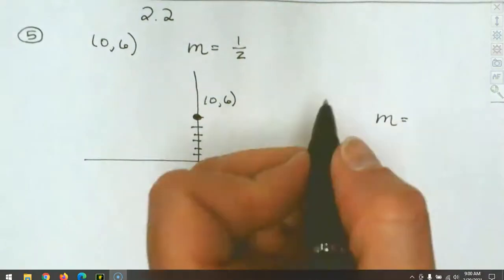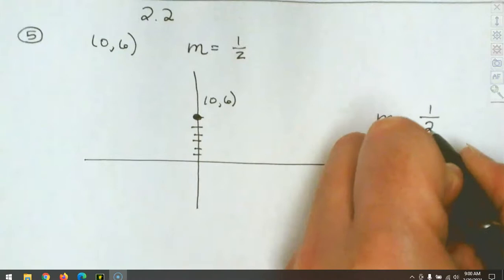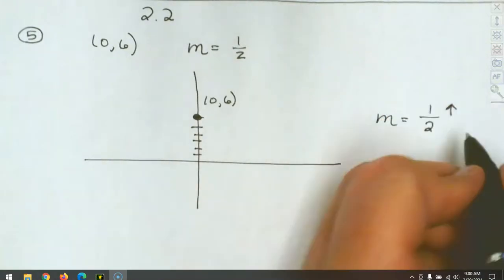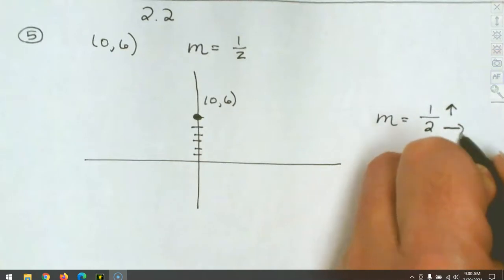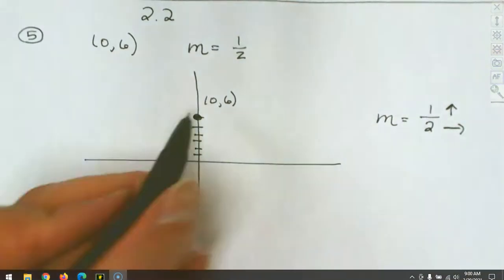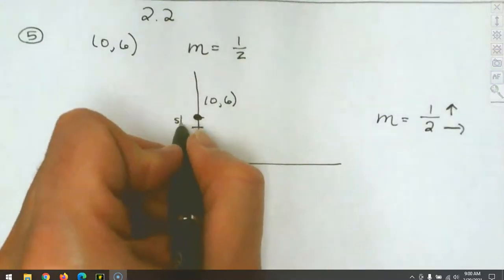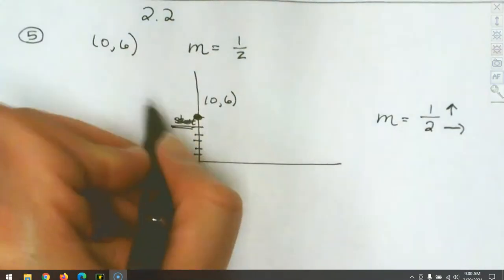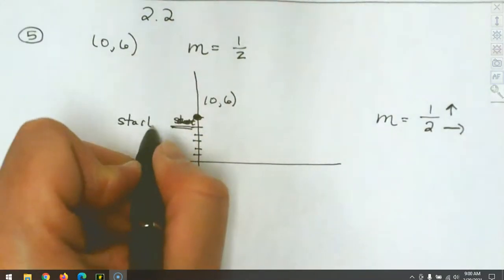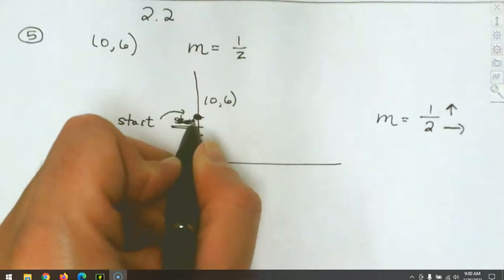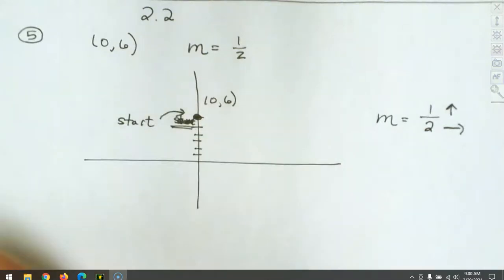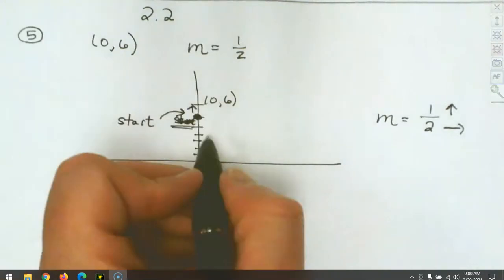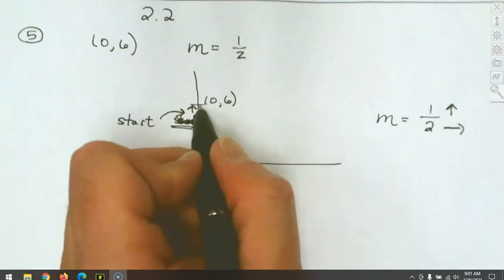Now, what about my slope? Well, remember, slope is rise over run. Rise is on the top. It's positive, so we go up 1, and then we go over 2. So this is where we start at. We're going to start right here. Make it look bigger here. So we're going to start right there at that ordered pair. And what are we going to do? We're going to go up 1 unit, and then we're going to go over 2 units.